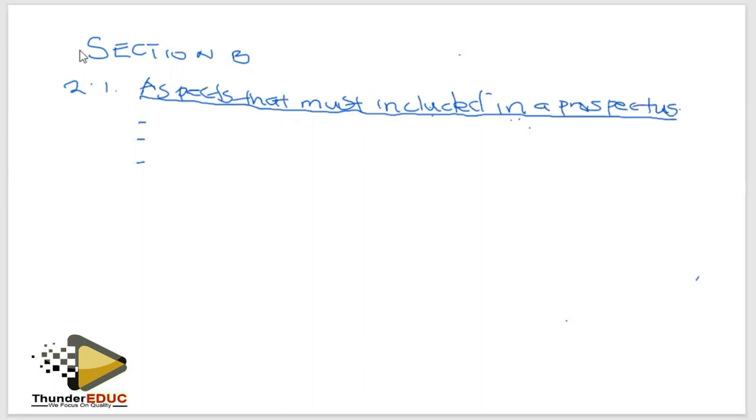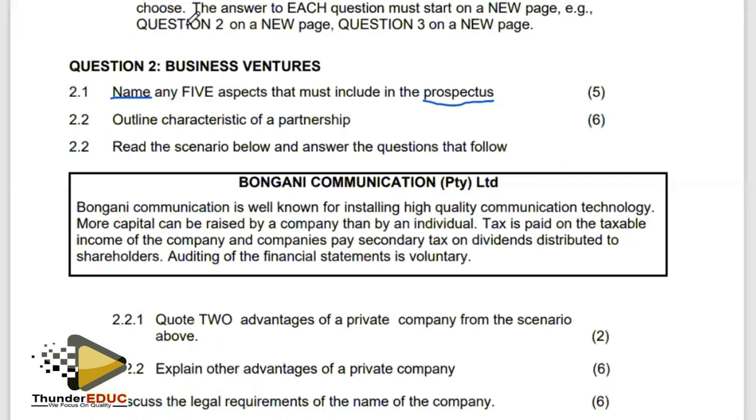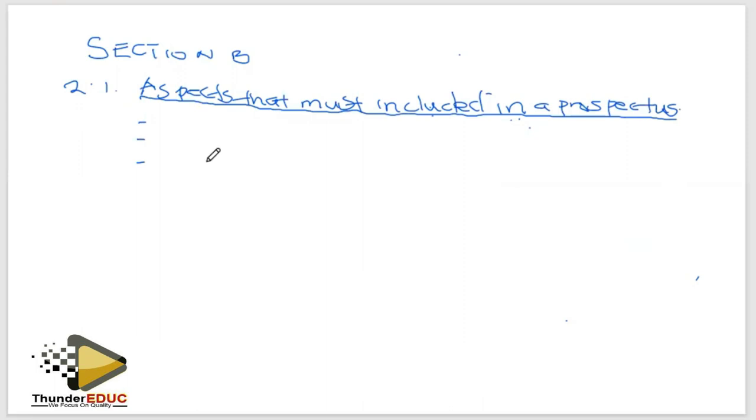What is a prospectus, by the way? A prospectus is a document which is drawn by the company to invite the public to buy shares from that very company that is listed on the JSE, Johannesburg Stock Exchange. We are supposed to tell them, look, we have this business and we think it will work for you. Any person who wants to buy shares from your business needs to know a lot, and that must be drafted in what we call a prospectus.